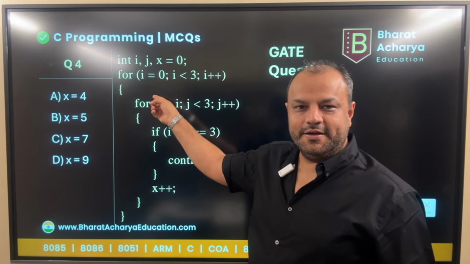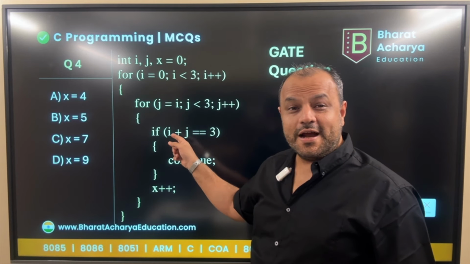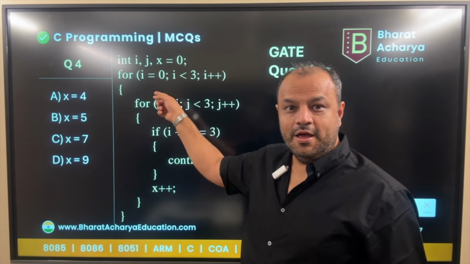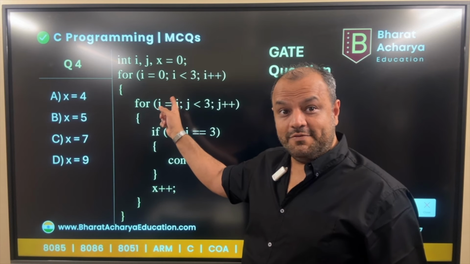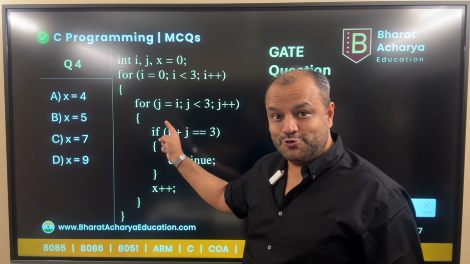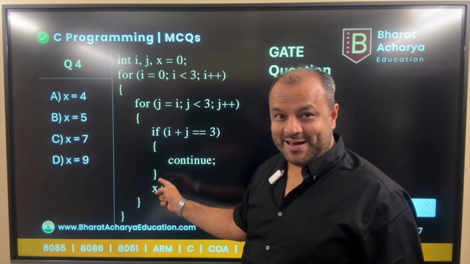Then it will go back. In the second iteration of the outer loop, J will start from 1. So it will just do 1 and 2. Come out, go back. Now I becomes 2. It's the third iteration. I is 2, so J starts from 2. That's it. Because when J increments, it will become 3.